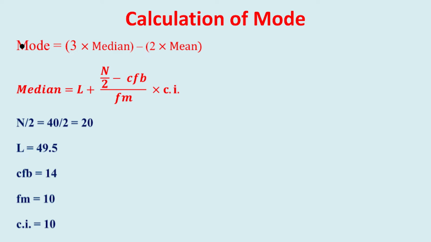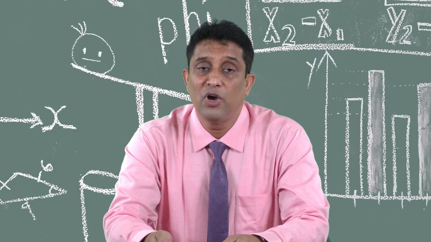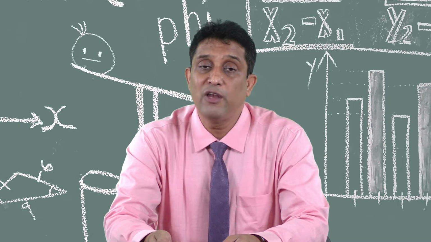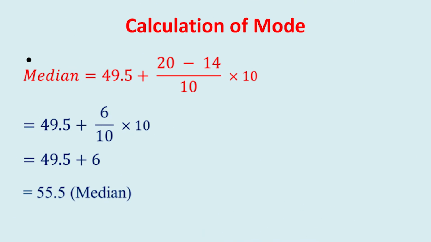Cumulative frequency below the median class, that is 14. So here you see it is 14. Then further, frequency of the median class is 10. Then size of the class interval is 10, just like here the classes are 92 to 99, 82 to 89. So here size is 10. So these are the values of the formula in the median. Then just put the values: L is 49.5 plus n by 2 is 20 minus cumulative frequency below the median class, 14, divided by frequency of the median class, 10, into 10. So 49.5 plus 6 by 10 into 10, that is 49.5 plus 6, which is 55.5, is the median.